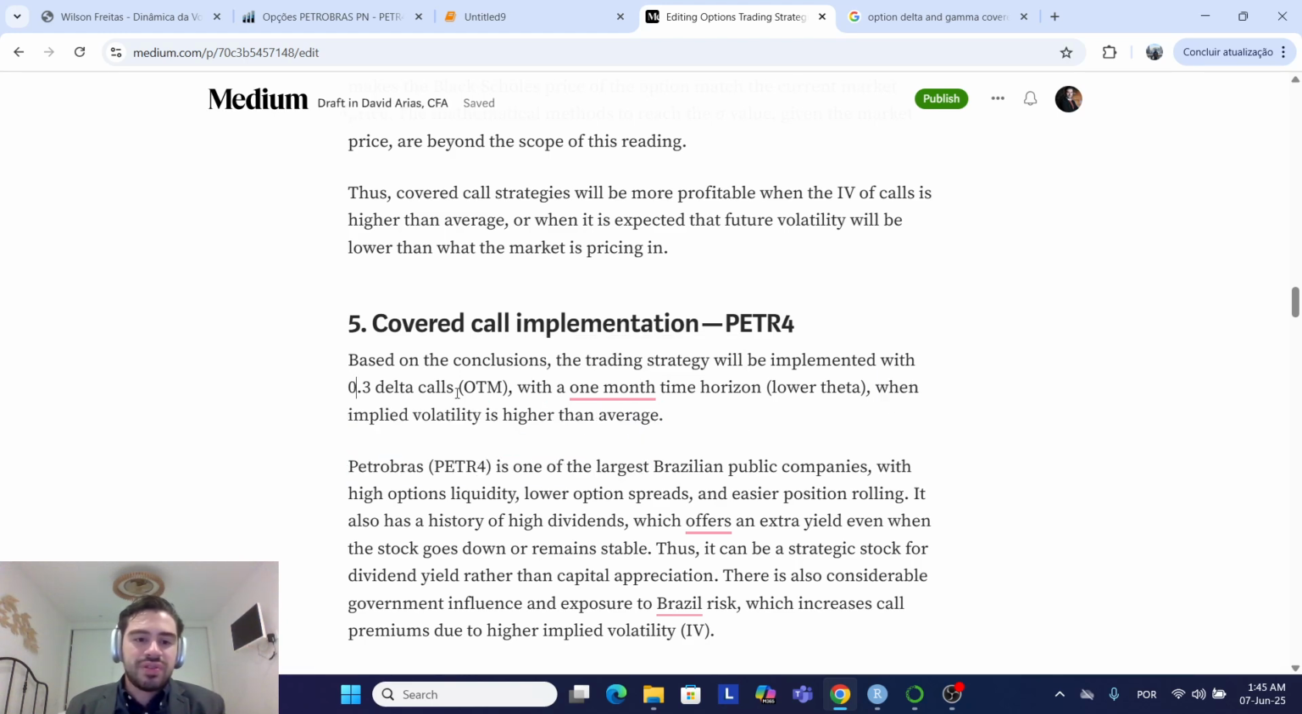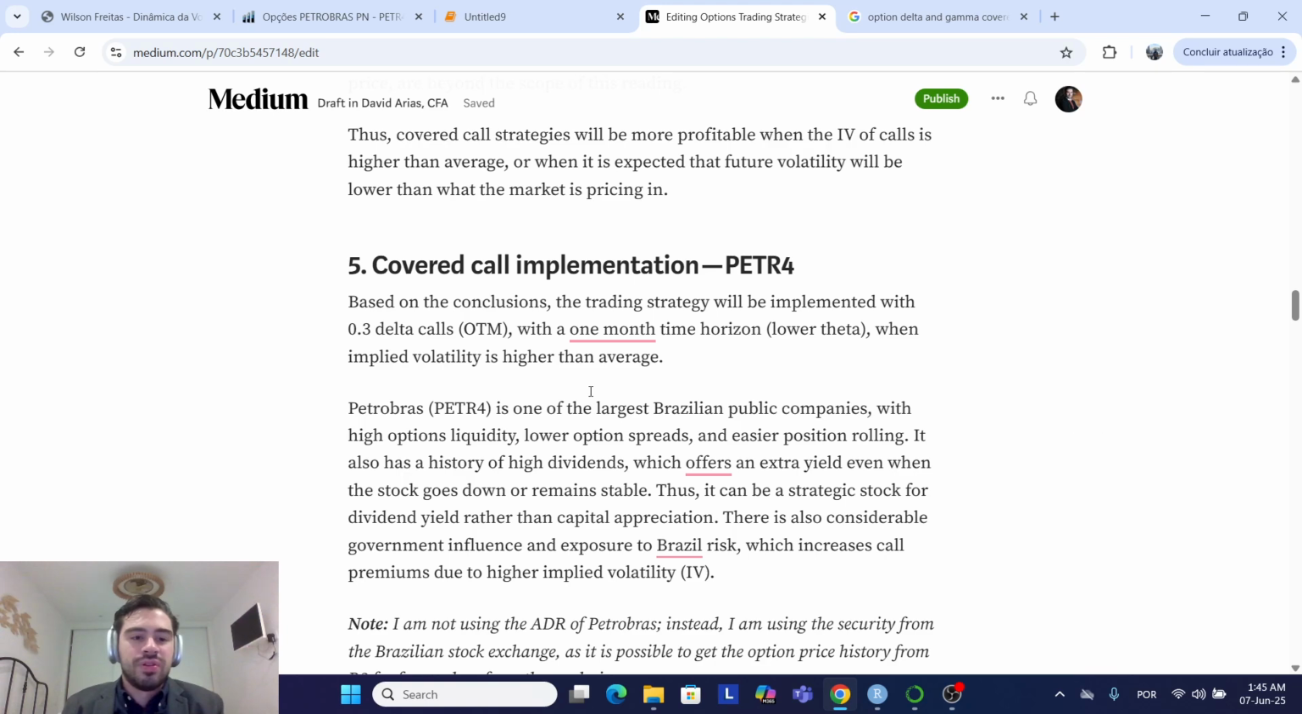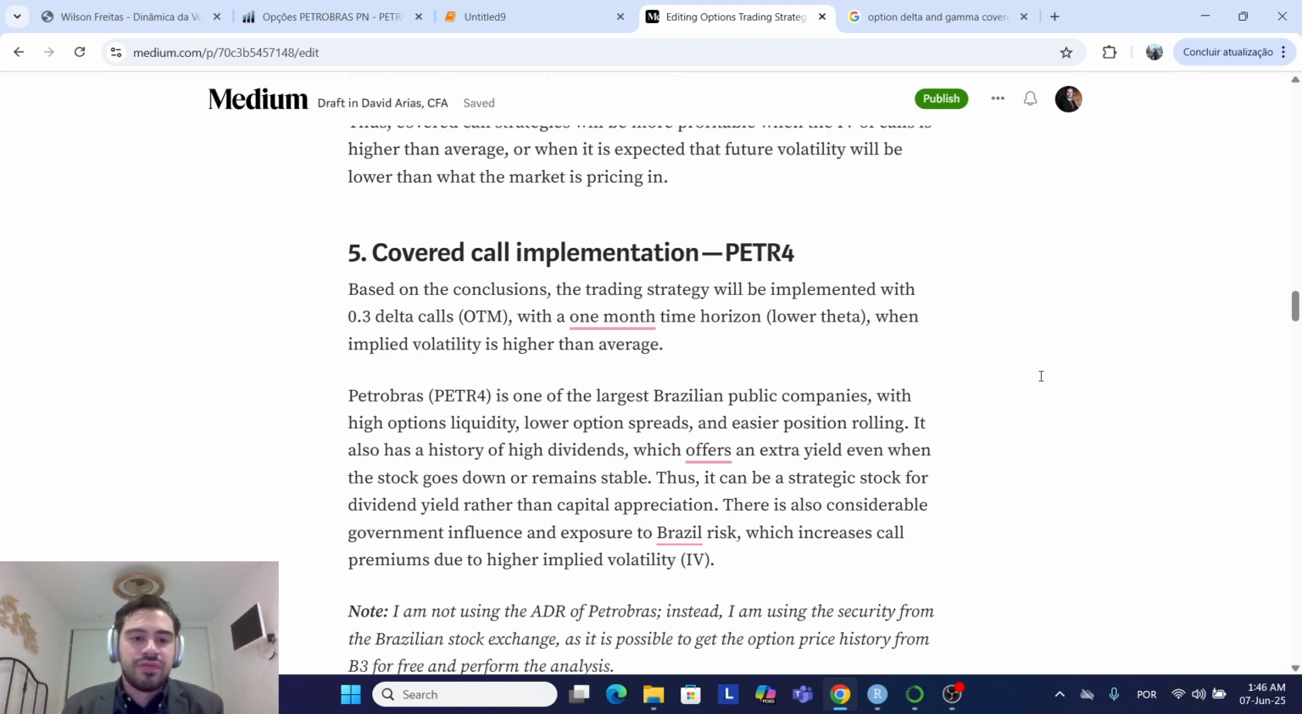And also I've chosen to do out of the money calls. A delta of 0.3 might be a good choice. If the investor is very worried and wants a very low probability of this call being exercised, you can reduce the delta to 0.2, for example, or if you want a higher premium, you can go higher, 0.35, 0.4. It's all up to the investor.